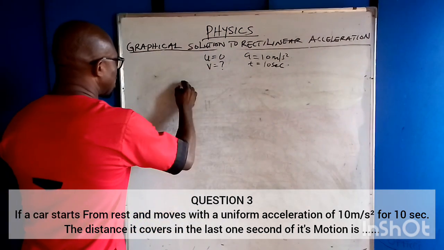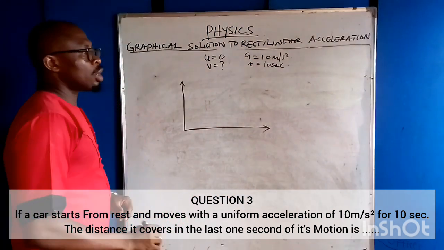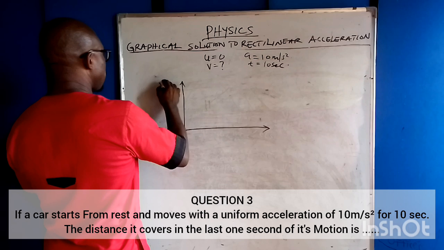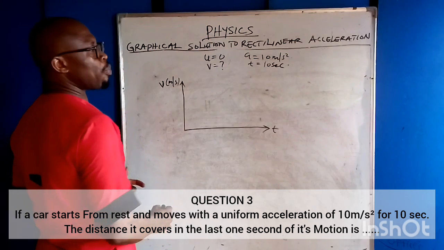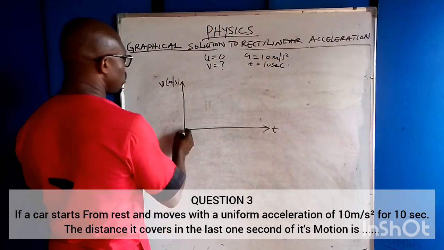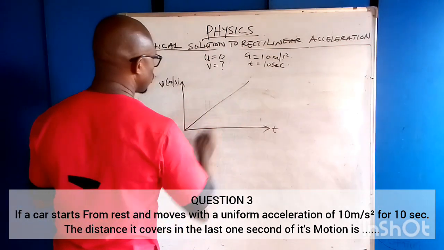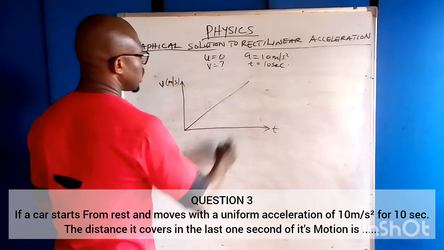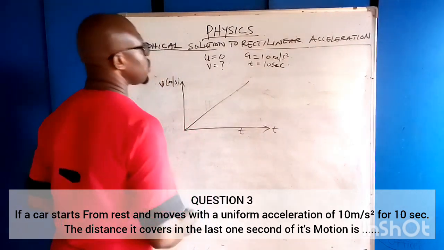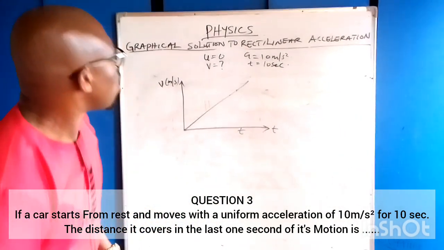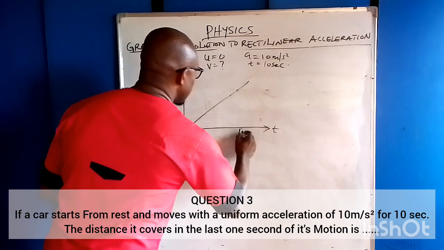Now, the first thing we do is to draw the VT graph. This is the velocity-time graph, with velocity in meters per second against t. Now the body moves from rest, so it accelerates from rest up to a particular point, 10. This is t. So assuming we have 10 here, the time taken is 10.